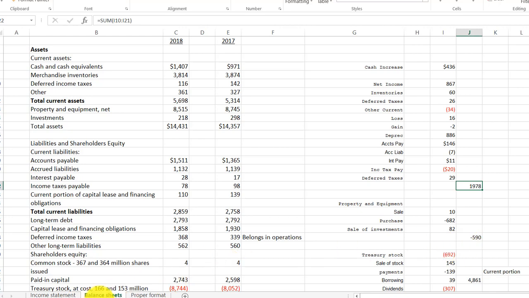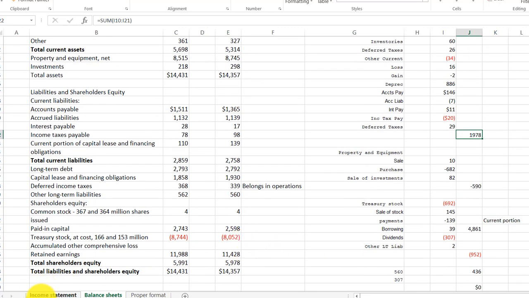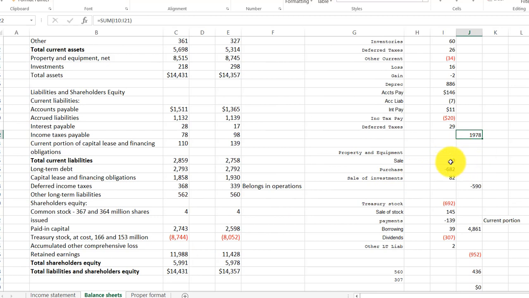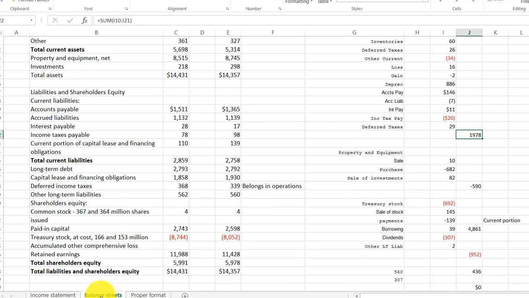Now moving on to the investing section. We're dealing with the sales and purchases of long-term assets. We come to the income statement. We go down here to the explanation. It says sold depreciated property that originally cost $46 for $10 in cash. Well, the easy part there is that we received cash of 10, so that's a positive. Now we're going to need to do a little calculation to see how much we purchased.